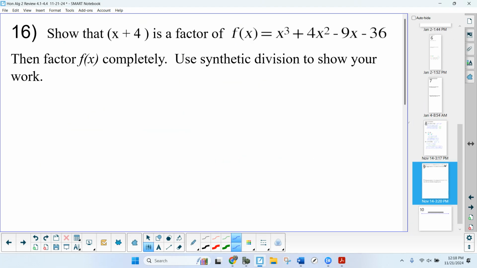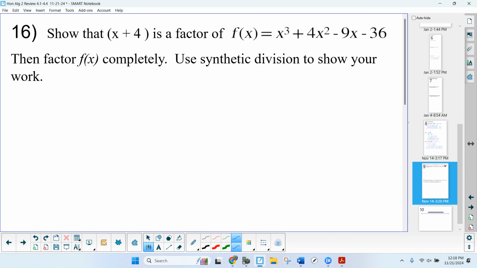Show that x plus 4 is a factor. Then factor completely. There's even a hint: use synthetic division to show your work. So you have to use synthetic division to show your work. You can't just use other factoring methods. Because I make these work out pretty, you could use other methods, but they're not going to work out pretty after break. So I'm starting out easy.